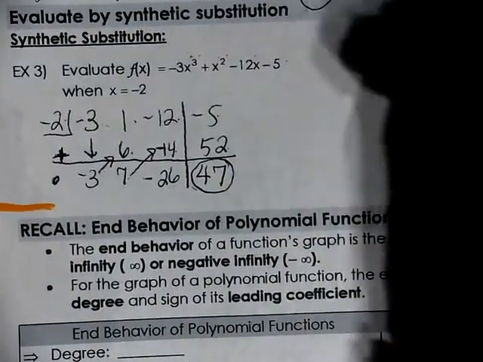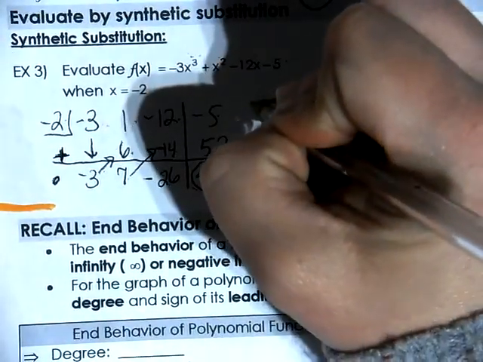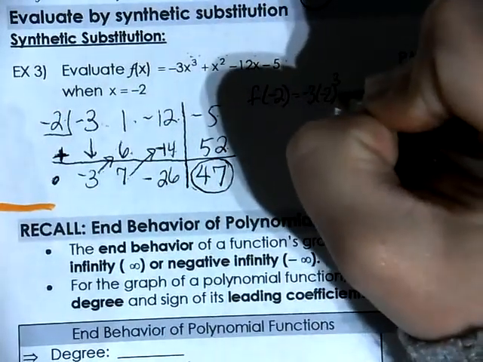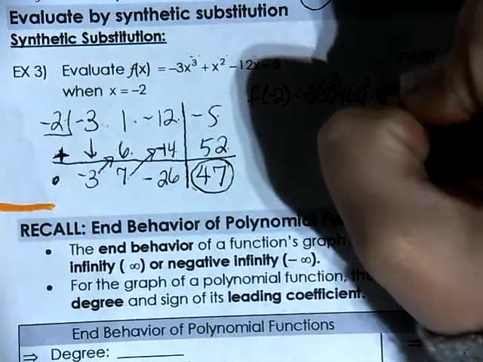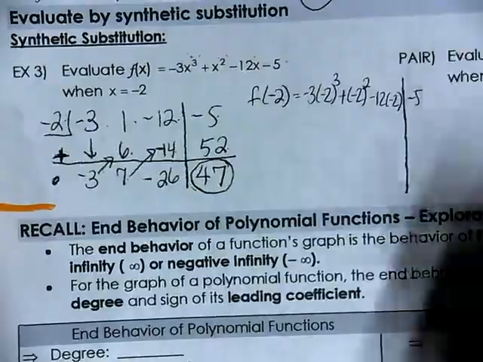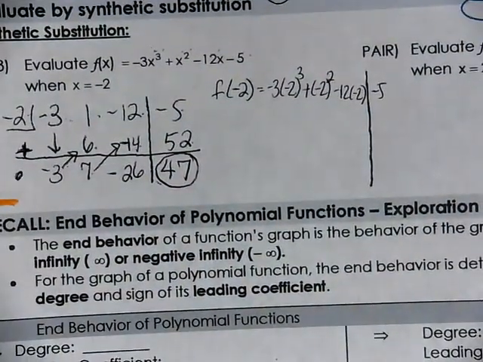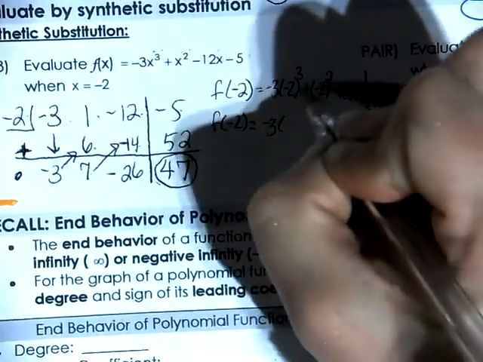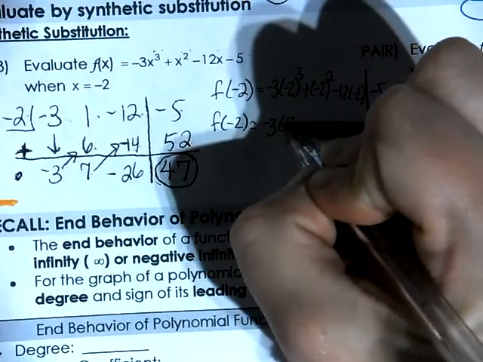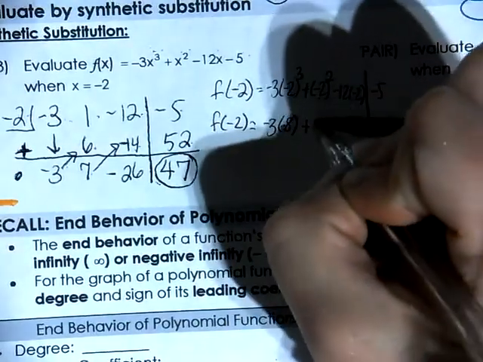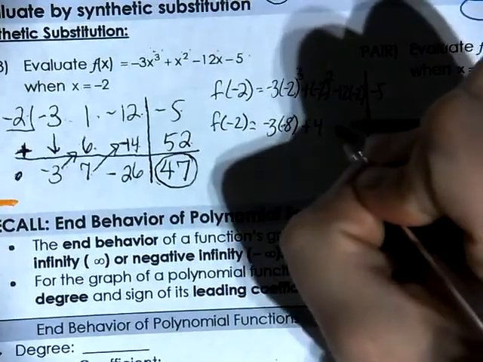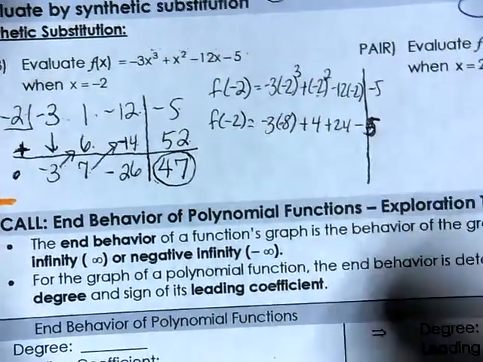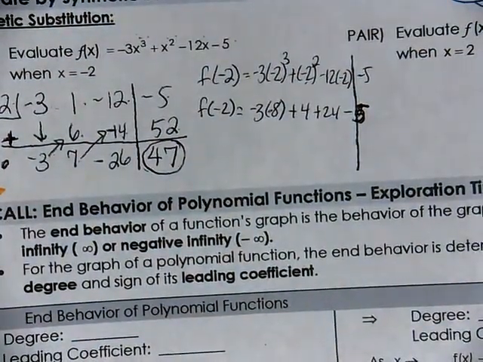Let's go ahead and verify. If you were to put into your calculator, f of -2 is equal to -3 times -2 to the third power plus -2 squared minus 12 times -2 minus 5. Go ahead and put that directly into your calculator and see what you get. If it helps, simplify this. f of -2 equals -3 times -2 to the third power, which is -8, plus -2 squared, which is 4. -12 times -2 is plus 24, and then minus 5. Put that directly into your calculator and see what you end up getting.